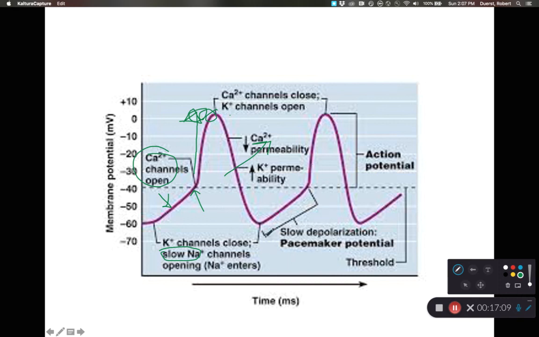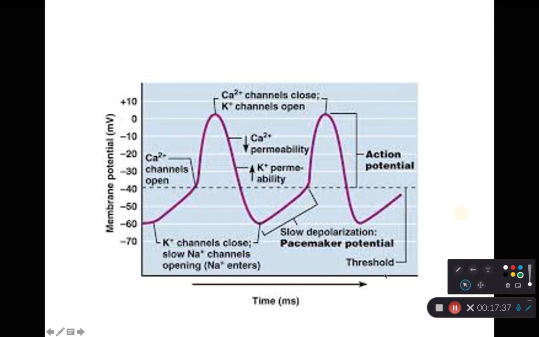And as we look at this right here, this slow depolarization, this period of time right here is our pacemaker potential. And if we extend that slow depolarization time, we lower the heart rate. If we shorten that slow depolarization time period, we accelerate the heart rate and make the individual have a higher heart rate, so more beats per minute.